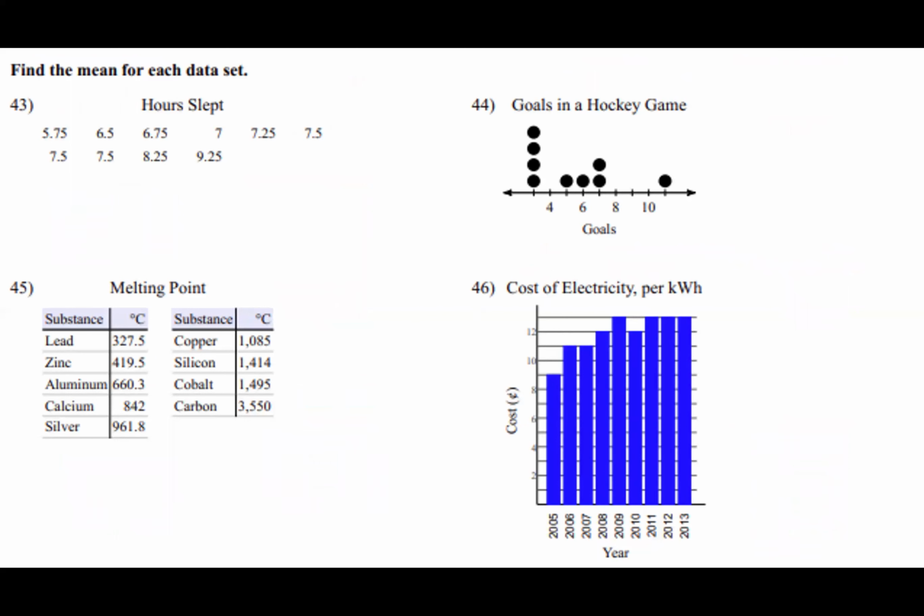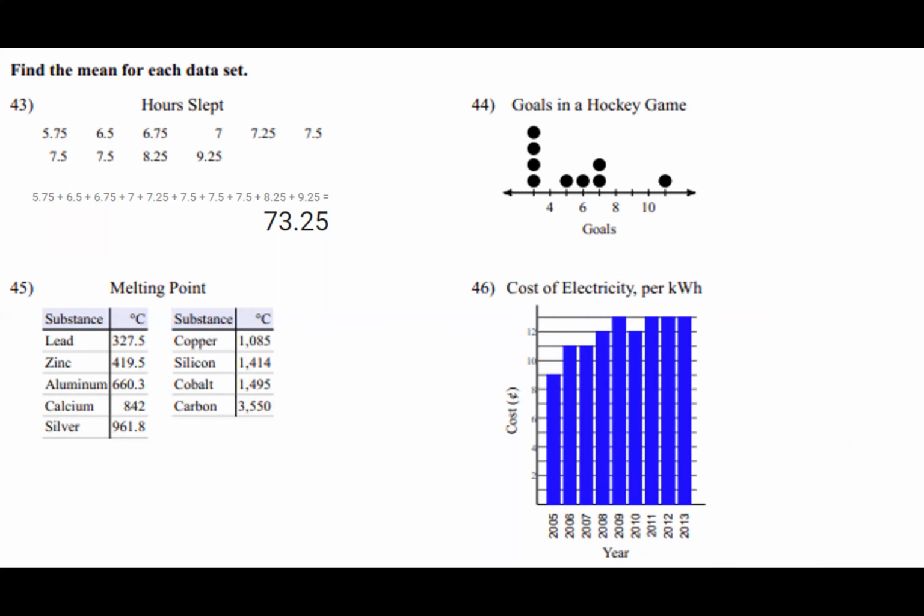Now the mean, we talked about before. Remember, this is just review. What we do for the mean, another word for mean is average. What we do for the average is add everything. So looking at question number 43, I'm going to add all my numbers: 5.75 plus 6.5 plus 6.75 plus 7, right? I'm going to add everything.